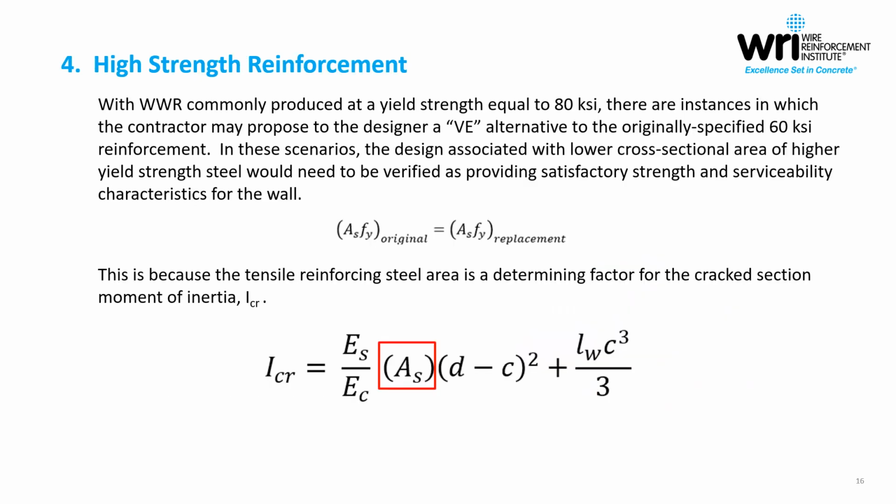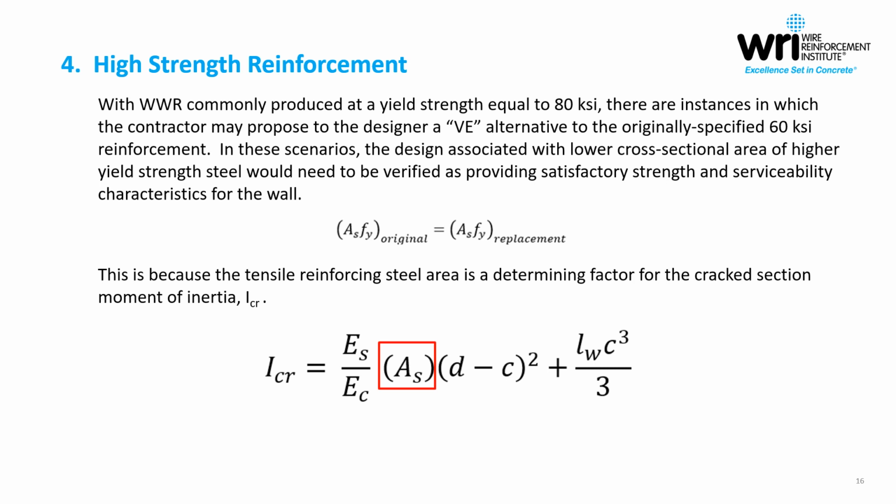One quick mention about high strength reinforcement. So with welded wire reinforcement commonly produced at 80 ksi, there are instances in which the contractor might propose to the designer a quote-unquote value engineered alternative to the originally specified 60 ksi reinforcement. In these scenarios, the design associated with the lower cross-sectional area of higher yield strength steel should be verified as providing satisfactory strength and serviceability.